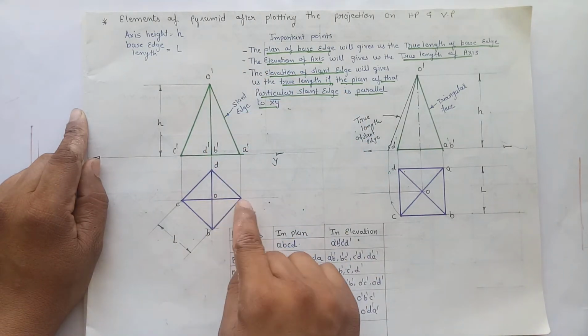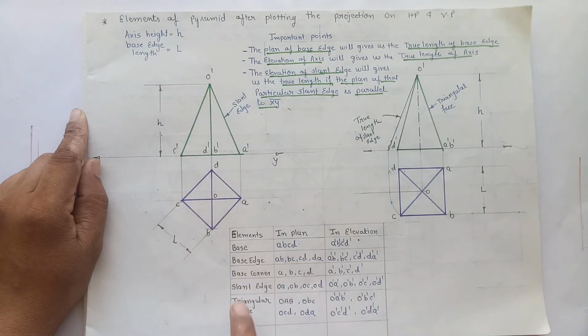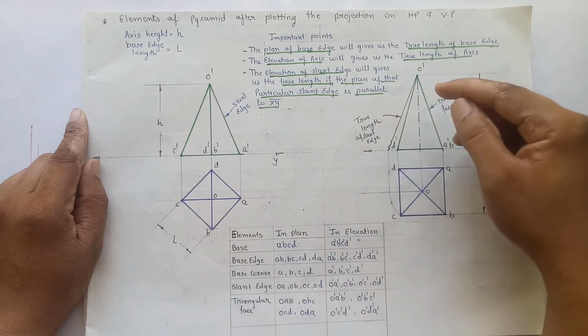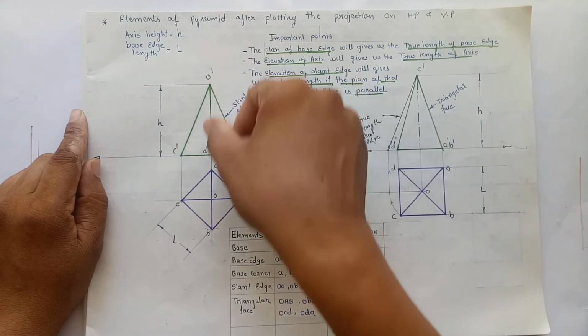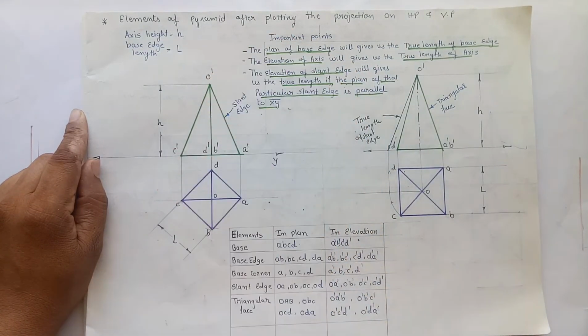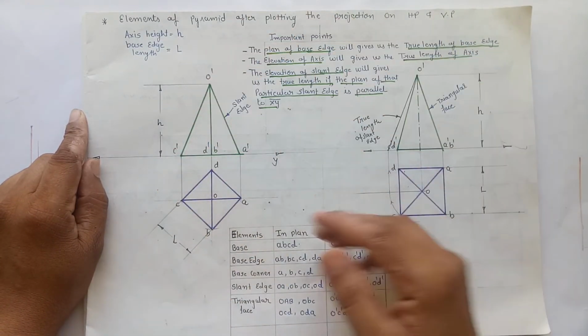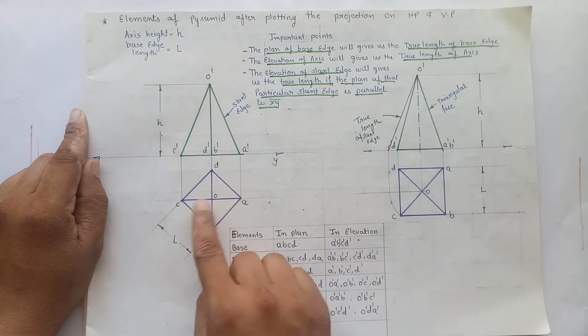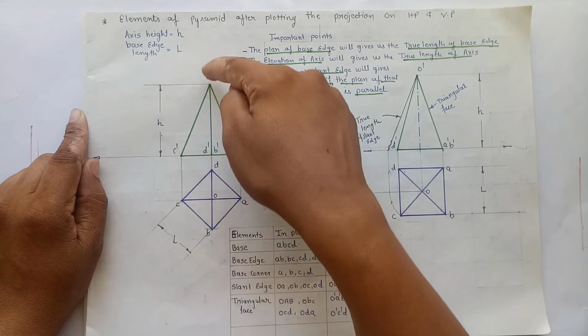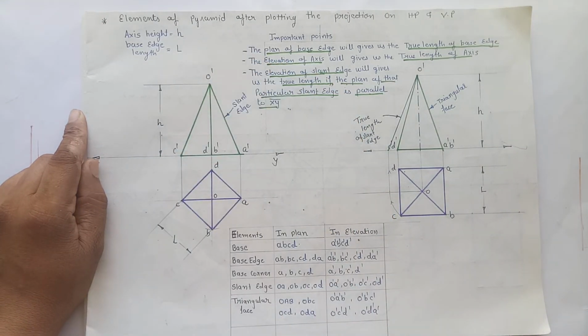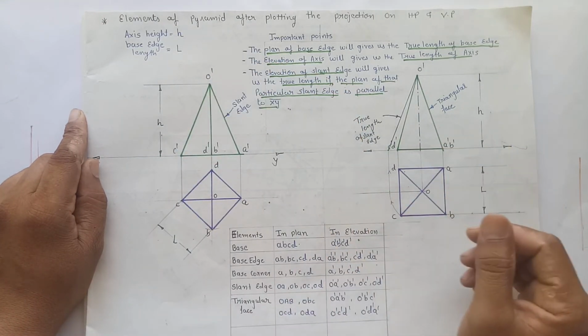Now OA, OB, OC and OD are the slant edges. In plan the slant edges are OA, OB, OC, OD, and in elevation O dash A dash, O dash B dash, O dash C dash, O dash D dash are the elevation of the slant edges.